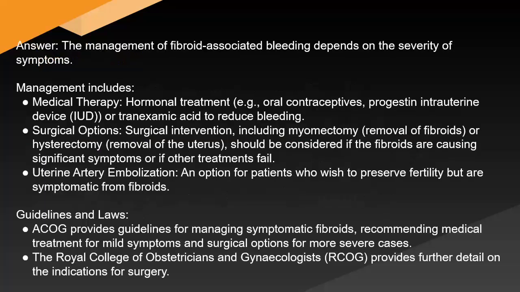Answer: the management of fibroid-associated bleeding depends on the severity of symptoms. Management includes medical therapy, hormonal treatment, e.g., oral contraceptives, progestin intrauterine device (IUD) or tranexamic acid to reduce bleeding.